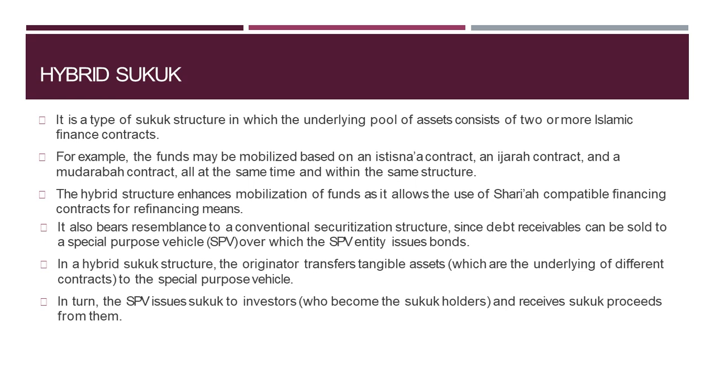So these three types of sukuks are provided for the purpose of mobilizing capital, all at the same time and within the same structure. The hybrid structure enhances mobilization of funds. It allows the use of Sharia compatible financing contracts for the financing means. For example, conventional organizations at the same time issue bonds, preferred stock, and common stocks. So these are all hybrid forms. Same like the conventional hybrid bonds, they also issue hybrid sukuk, which includes a pool of assets such as istisna, ijara, salam, mudarba, musharaka contracts. Two or more than two.